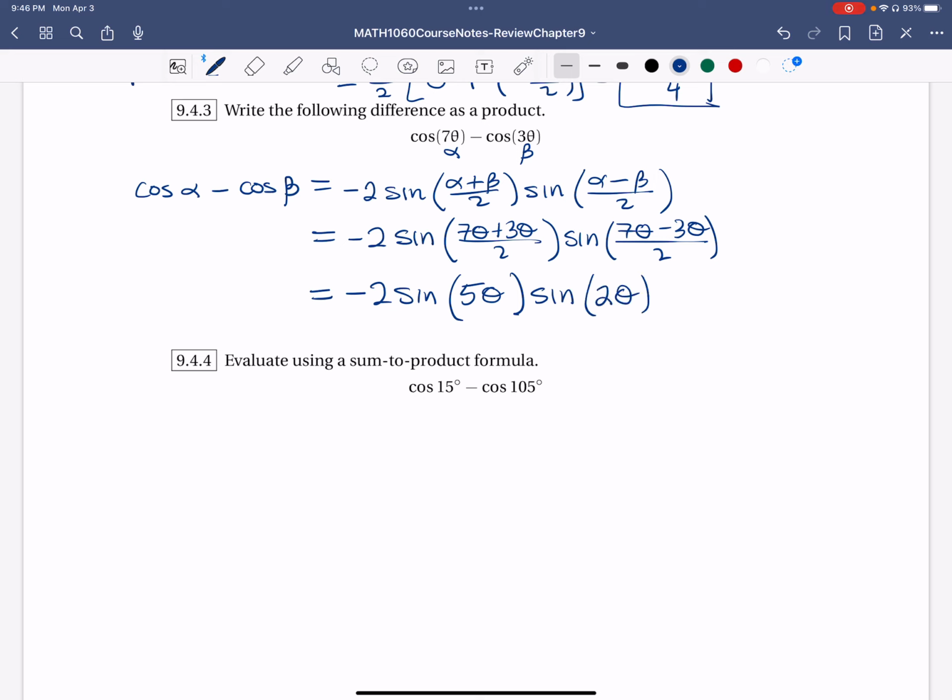Now we've done what they asked. We're supposed to write that difference as a product, and this is a product. Okay, so we've completed that one.